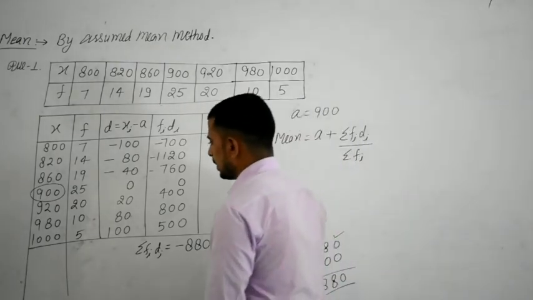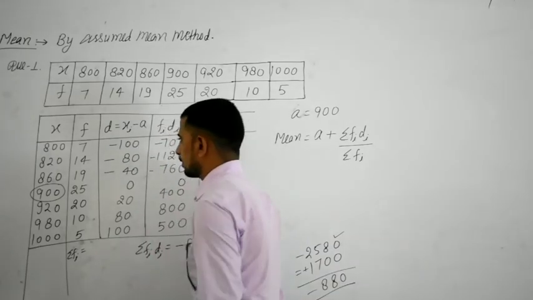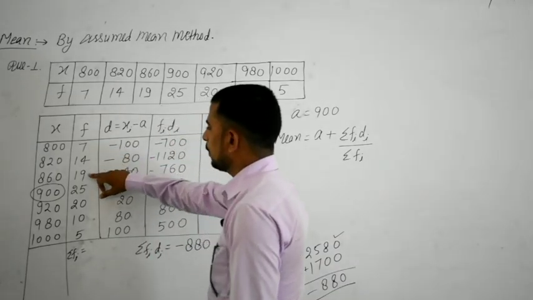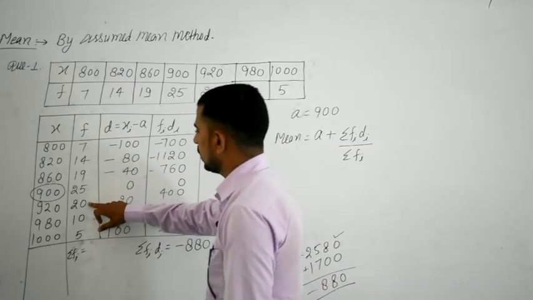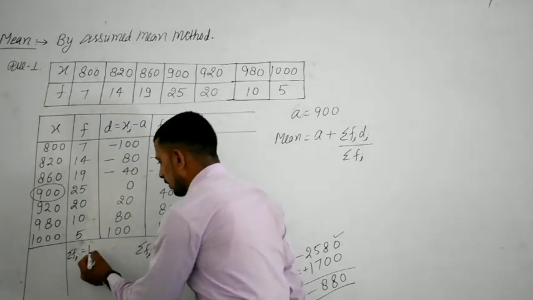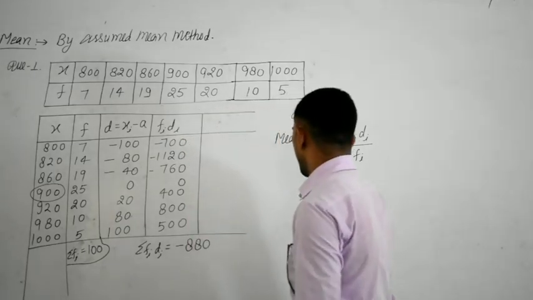Now the second value is summation fi, the sum of all frequencies. 7 plus 14 is 21, plus 19 is 40, plus 25 is 65, plus 20 is 85, plus 10 is 95, and plus 5 is 100. It means summation fi is equal to 100.